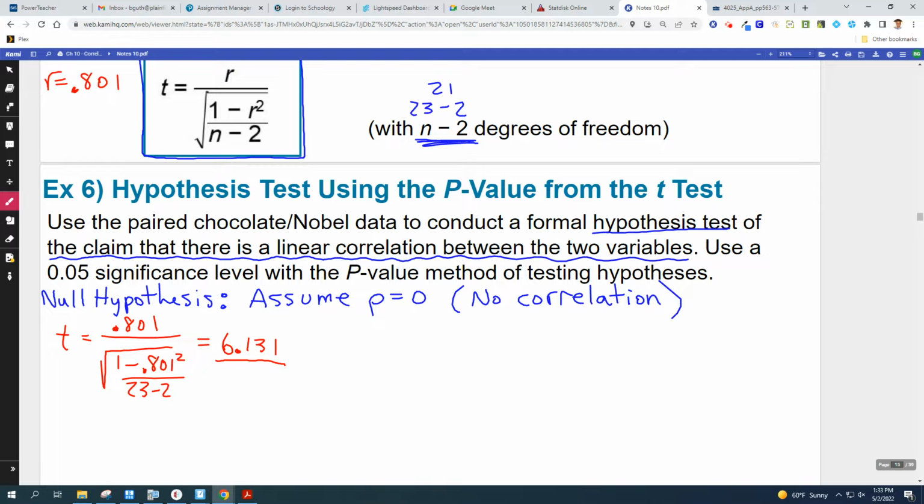I'm going to write that down. We've got a p-value from table A3 of less than 0.01. Okay.